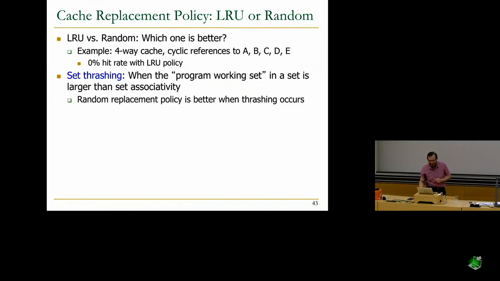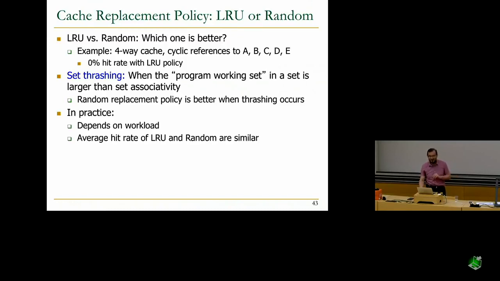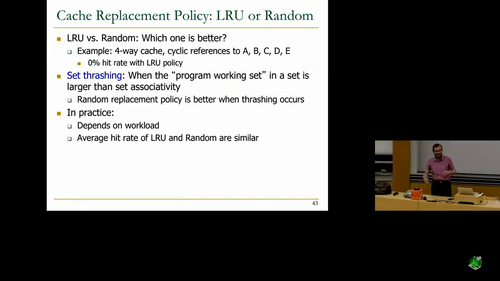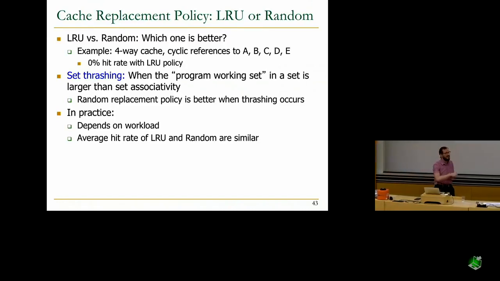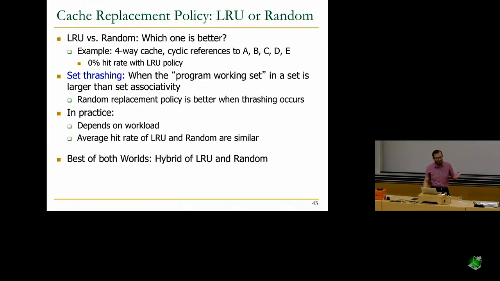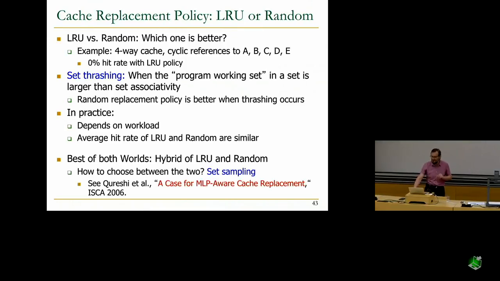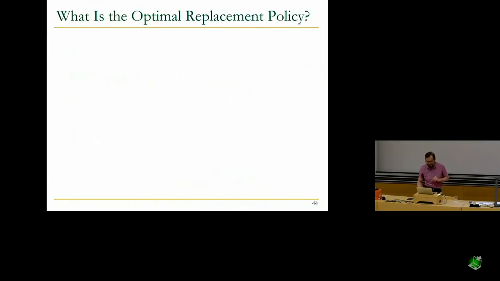So in practice, it depends on the workload, of course. And it turns out the average hit rate of LRU and random are similar, because there are many workloads that exhibit the set thrashing behavior. And if you want to get the best of both worlds, you really want a hybrid of LRU and random, in fact. And how do you choose between the two? I'm not going to go into detail, but you can read this paper that we have written some time ago.